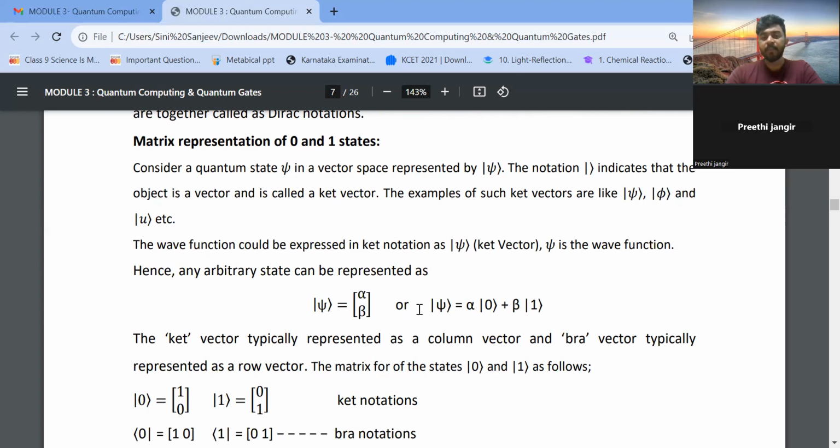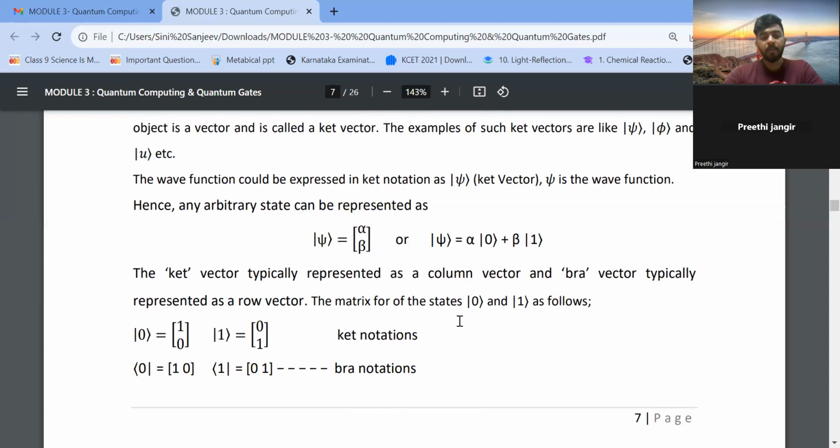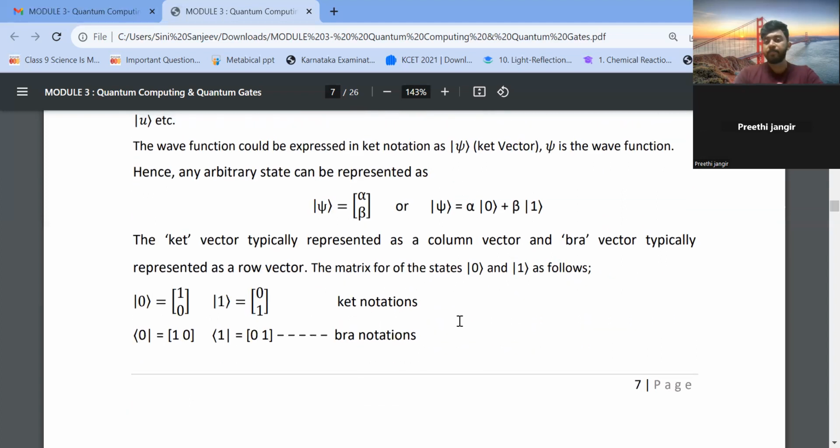So this is my ket psi, alpha of 0 plus beta of 1. Because I'm not going to talk about the ket or bra notation or the Dirac notation here. I'll just be telling that alpha of 0 and beta of 1 represent it. Correct. Now coming to this.